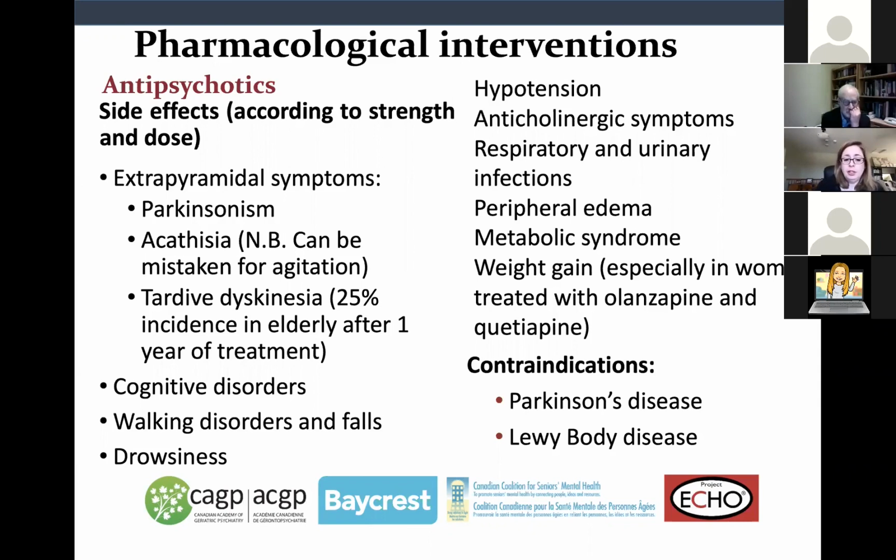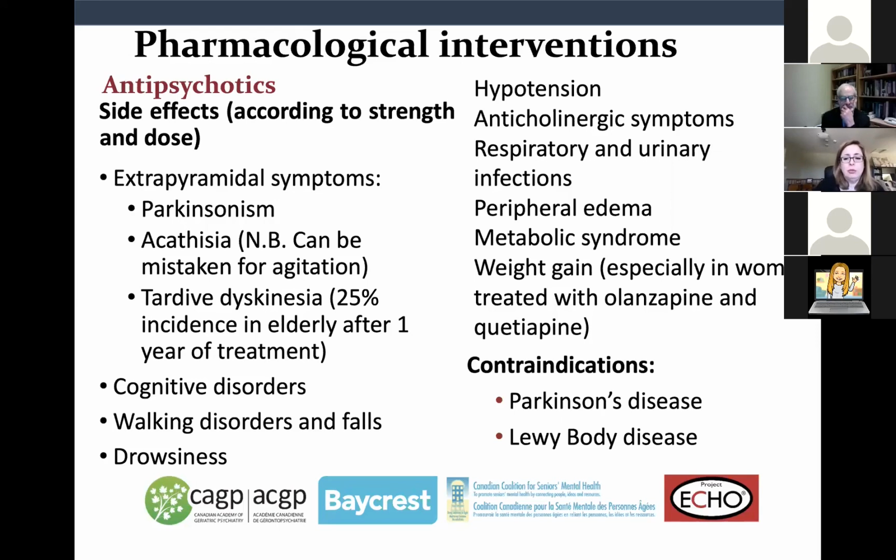And tardive dyskinesia, in our cohort of elderly patients, we see a 25% incidence after 1 year of treatment. So it needs to be also carefully looked for. And many other side effects, as you are aware of.